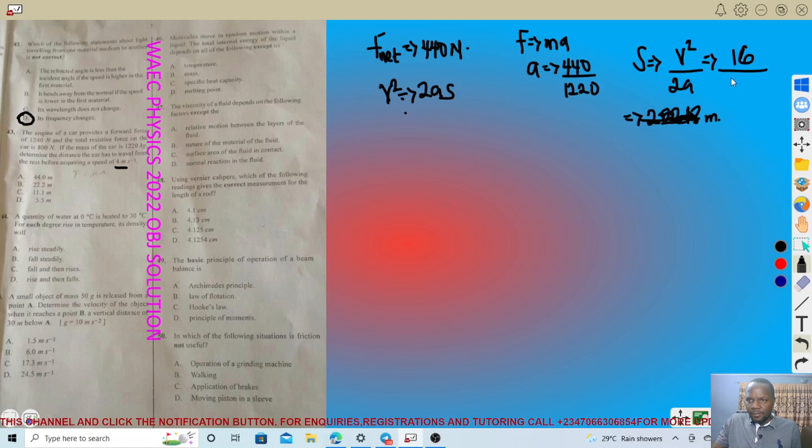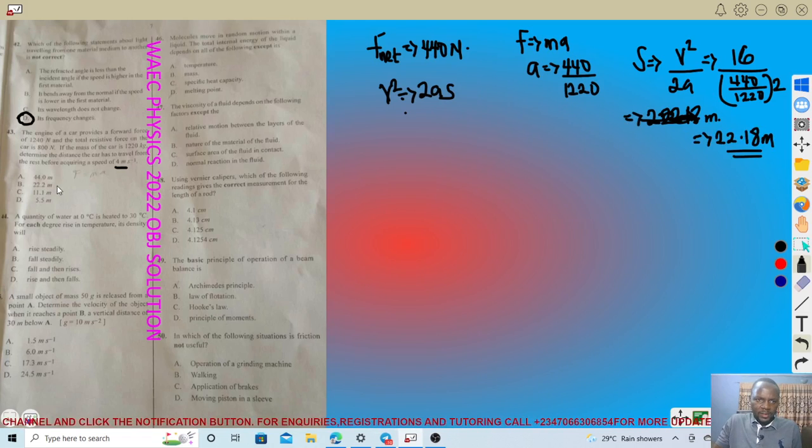I'm dividing it by 440 over 1220 times 2. So punch your calculator for this, you are going to get 22.18 meters. And that is the valid answer here.